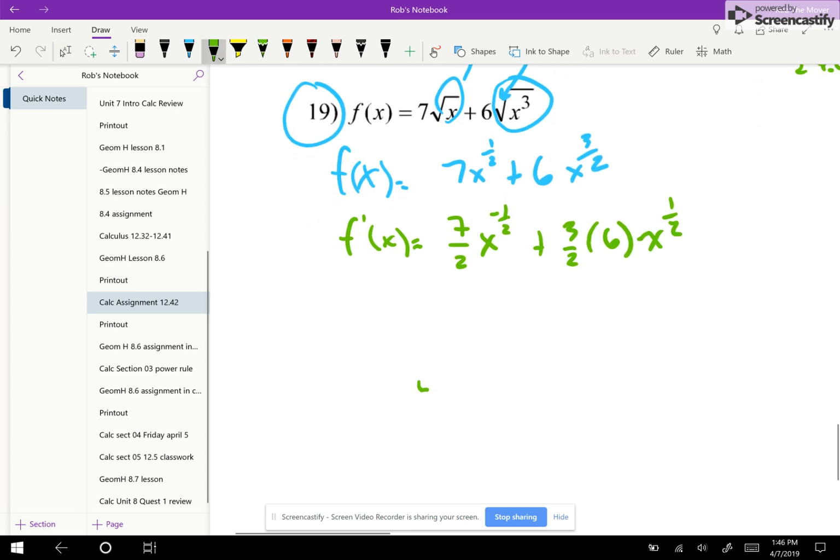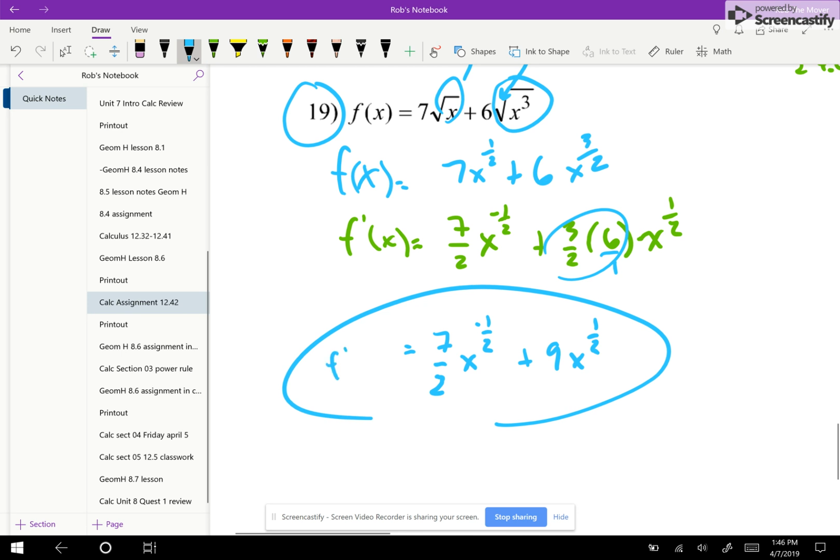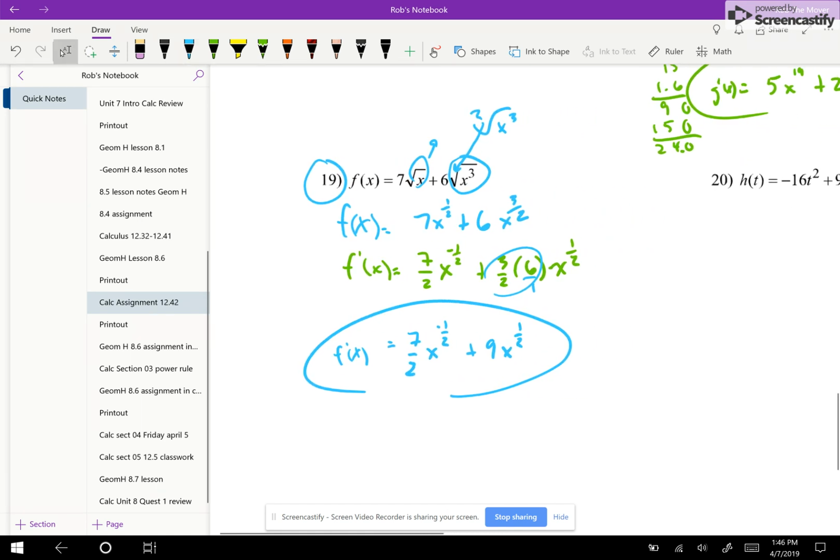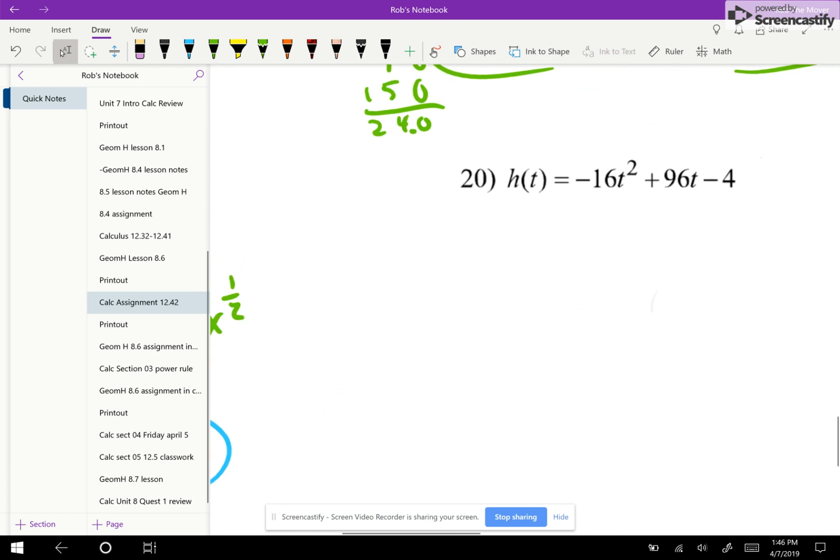So this is 7/2, which is 3.5 if you want to write that as a decimal, x to the -1/2. What's 3/2 times 6? Well, that's 6 over 1. 2 goes into 6 3 times. Multiplied by the 3 is 9 x to the 1/2. Okay, that is f prime. That's the derivative of f. Go back and try that on your own. Hit pause as many times as you need to.